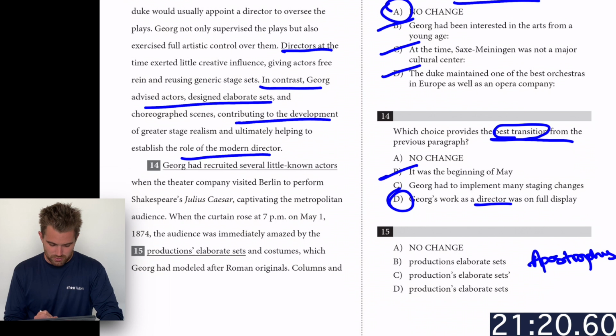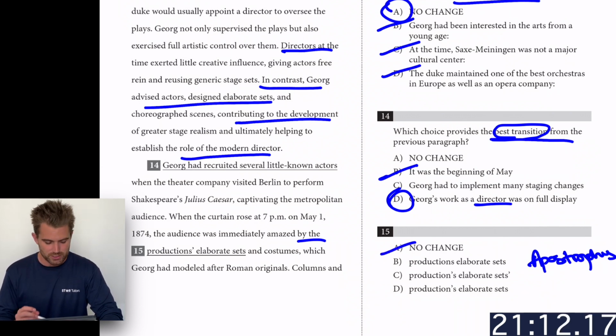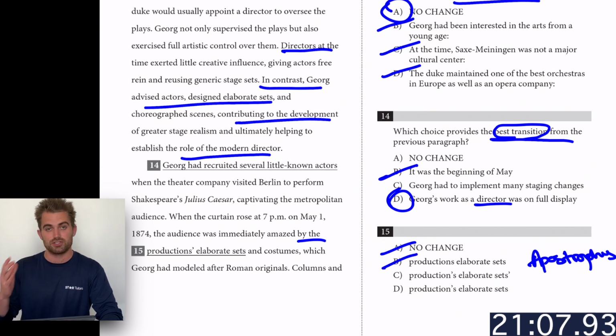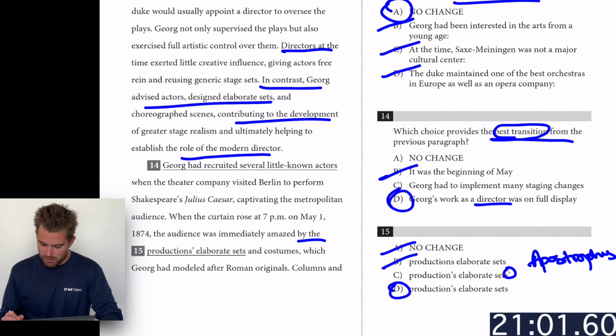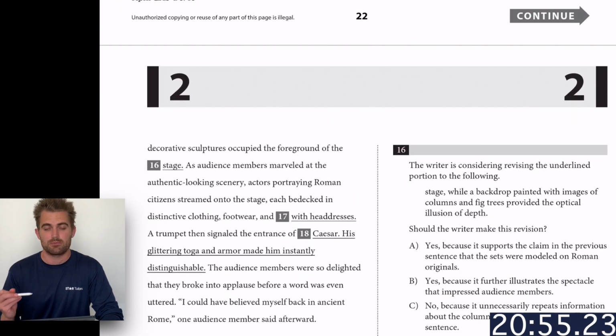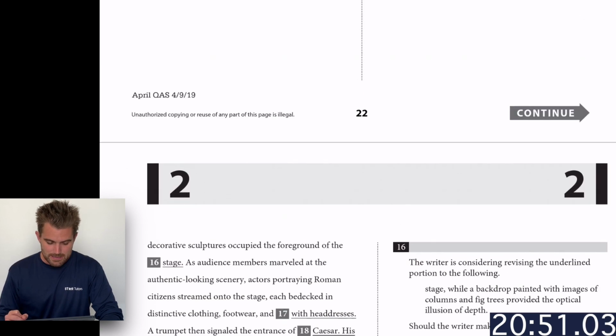Let's see. When the curtain rose, the audience was immediately amazed by the productions. By the productions, it's one production. So answer choice A is off because that's the plural form of productions with the apostrophe after the S. It's got to have an apostrophe. It's the production's set, so it's possessive. It's got to be D, yeah, because this apostrophe over here for C, you don't need that after sets. Sets is plural, it's not possessive. That's just a very easy grammar rule to memorize, but you have to have it memorized in order to think that you're going to get that one right every time.